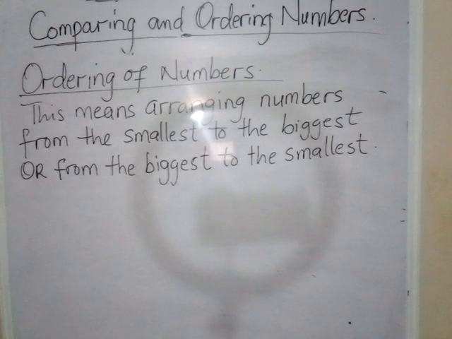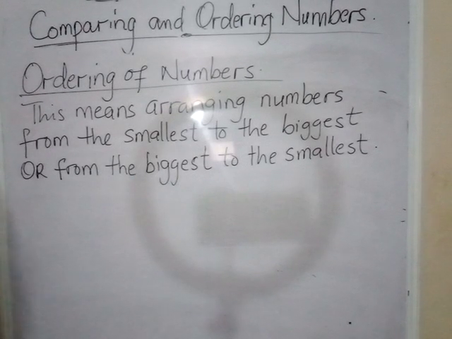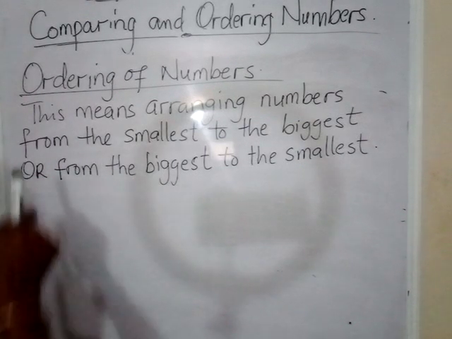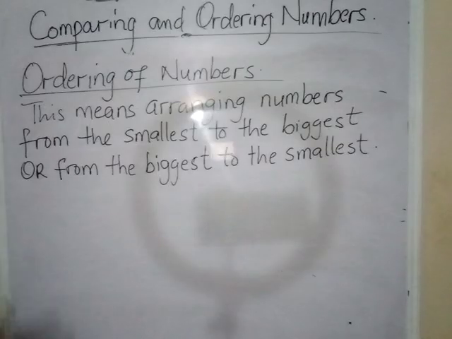So now we're going to look at ordering of numbers. When we say ordering numbers, what does that mean? Ordering numbers simply means arranging numbers in a certain way. When you arrange numbers from the biggest to the smallest, or from the smallest to the biggest, you are ordering the numbers.